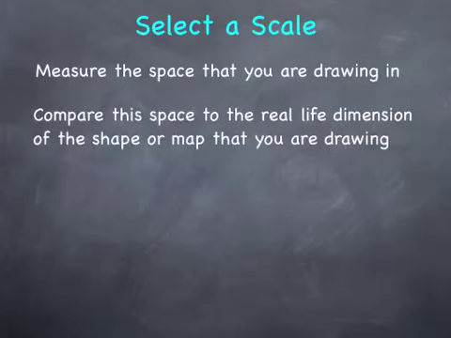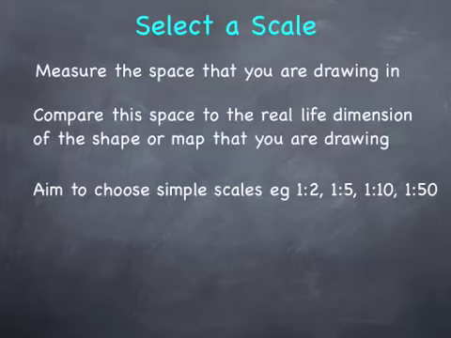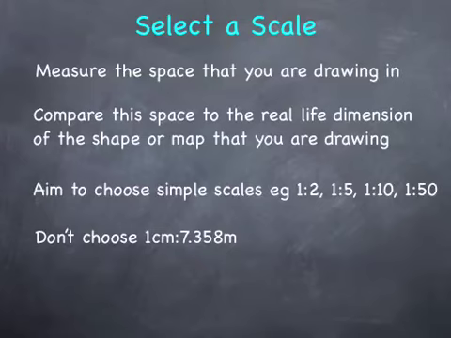Then compare this space that you need to fit it in to the real life dimensions of the shape or map that you're drawing. Okay, so compare the dimensions. And make sure you aim to choose a simple scale. So nice round numbers like 2, 5, 10, 50, 100, etc. Not numbers like 1 centimetre to 7.358 metres. In fact, even if it was 1:7, you really should be looking at rounding off to, or going down to 1:5 or up to 1:10. Just makes it a bit easier for people to calculate.